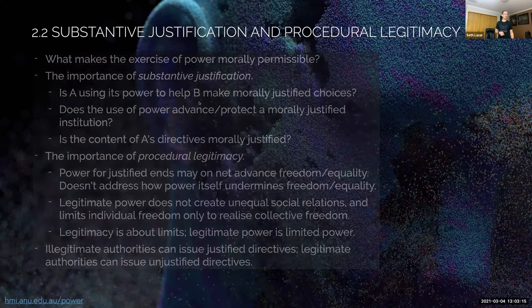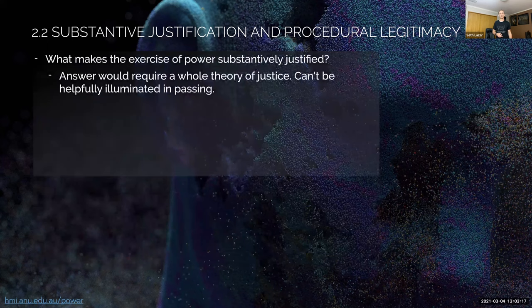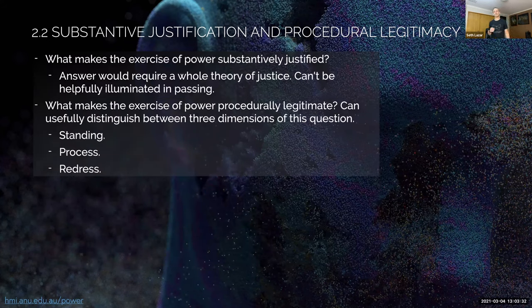So I'm not going to try and make any further headway on what makes the exercise of power substantively justified. I can't illuminate it very well in passing. It's just the whole of political theory of justice, basically. But I do want to talk to you about procedural legitimacy, because I want to introduce you to these three different dimensions of that question. What I'm calling standing, process, and redress.